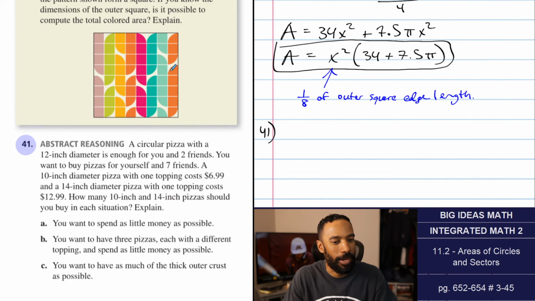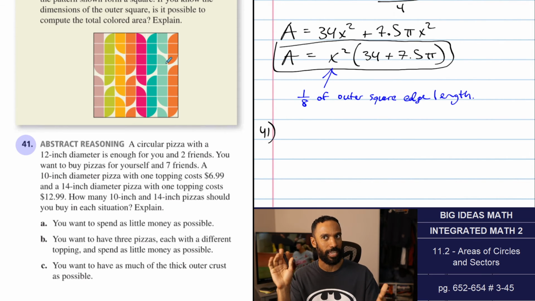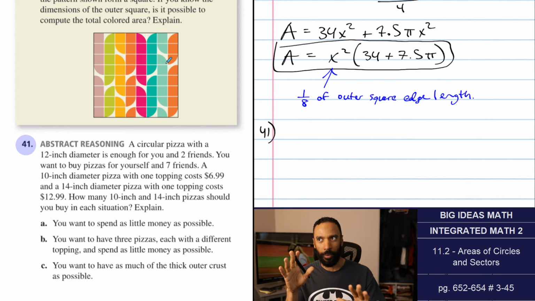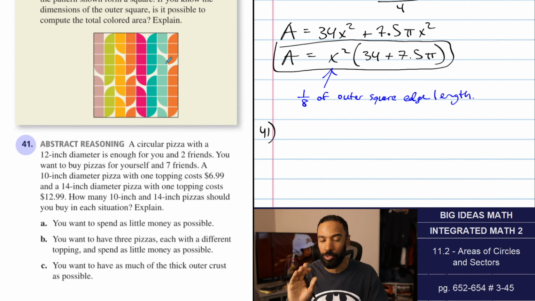All right. You want to buy pizzas for yourself and 7 friends. A 10-inch diameter. And by the way, before I keep going with this, this is how I sometimes evaluate my pizza stuff. It's like, how many dollars per square inch am I getting from a large versus extra large? I want the most bang for my buck. And you can do this at a pizza place.